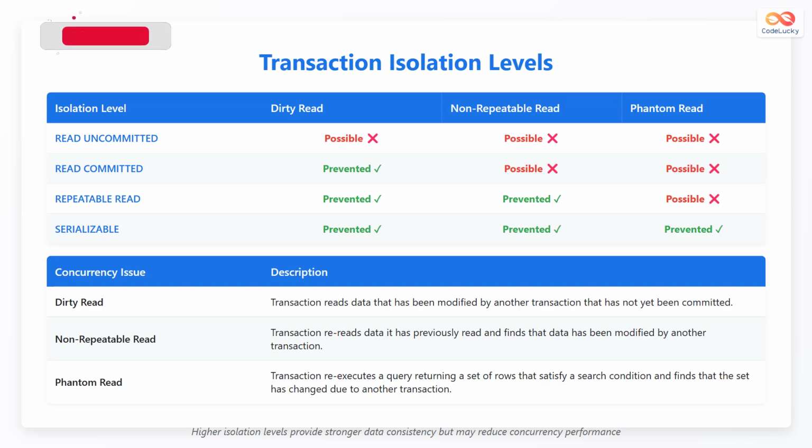Transaction isolation levels control the degree to which transactions are isolated from one another. Different isolation levels address different concurrency issues, such as dirty reads, non-repeatable reads, and phantom reads.